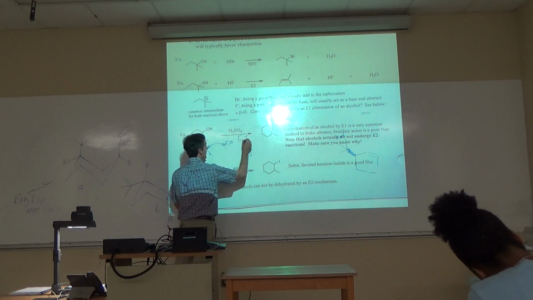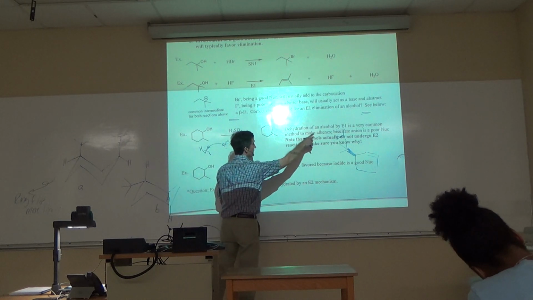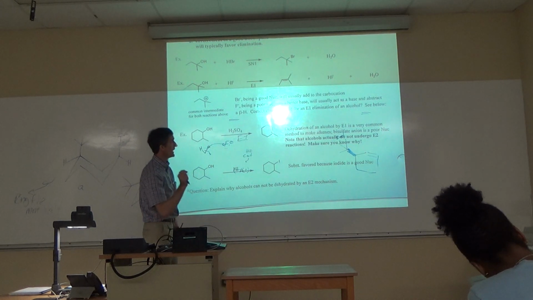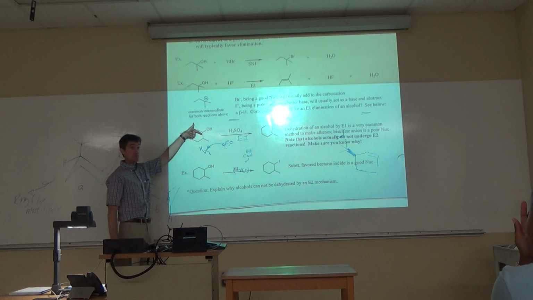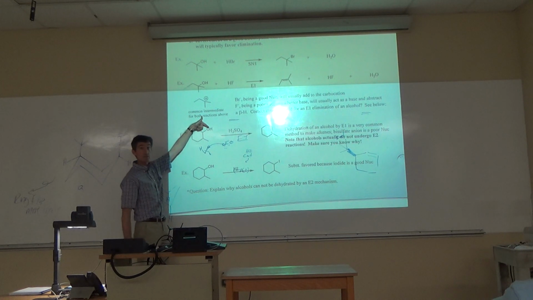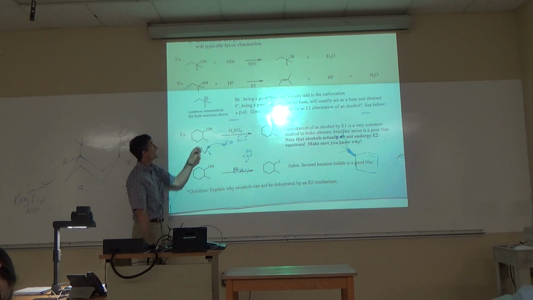It is indeed an E1. There's no strong base. It's a dehydration of alcohol by an E1. Very common way to make alkenes. It's a very common reaction of alcohols to dehydrate them by an E1 mechanism. All the steps. First step, protonate the OH. What's next? Then the positive oxygen leaves to make a carbocation. It's the same steps as SN1. The only difference is the fate of the carbocation, just like up here.